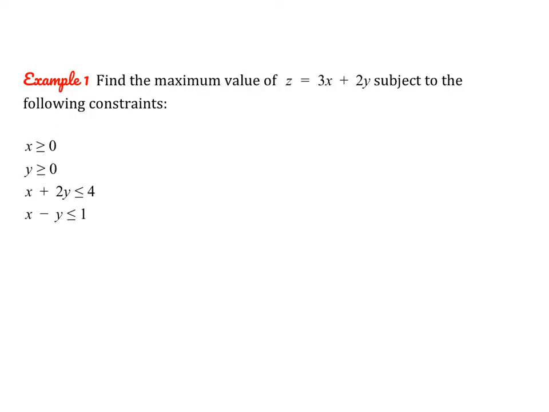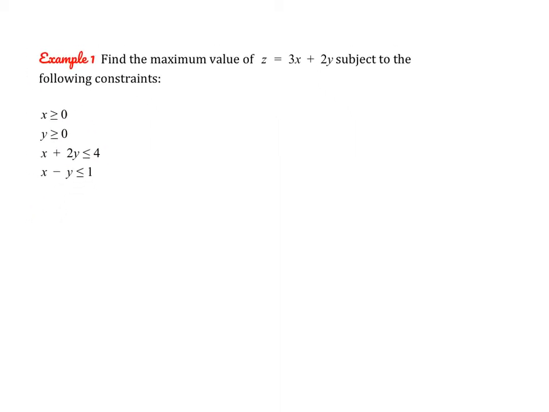Okay, so we're going to start with this problem. We have our objective function, which is z equals 3x plus 2y. So we want to find the x and y values that make z the largest. However, x and y have to fit into this set of constraints. So the first thing we're going to do is graph the system of constraints.